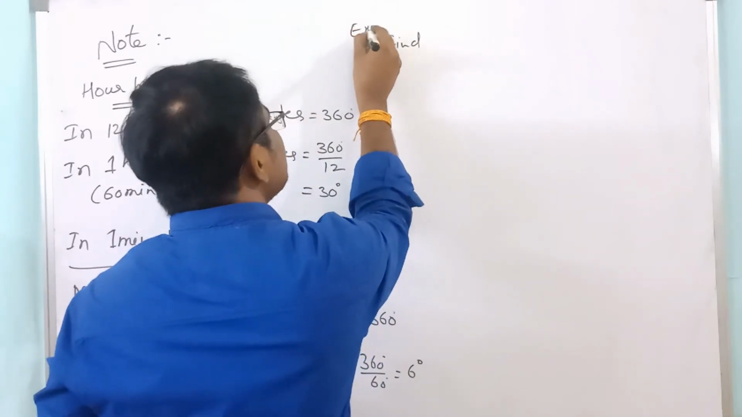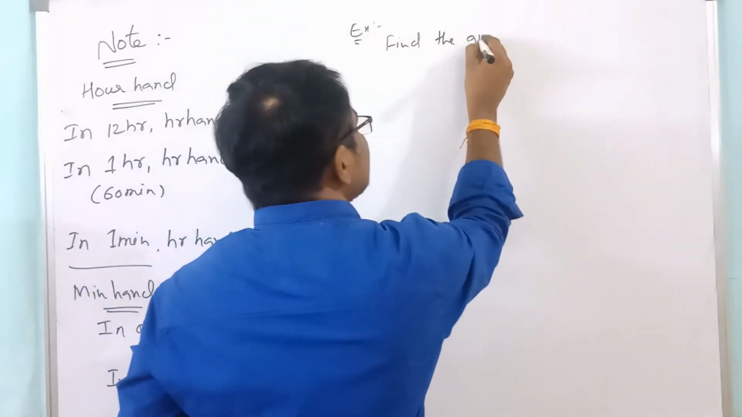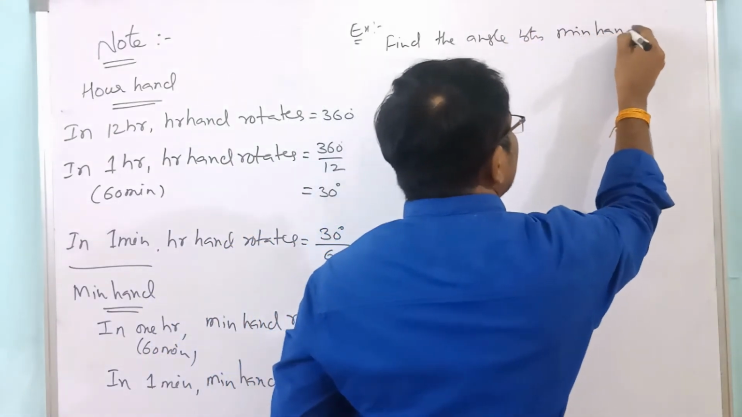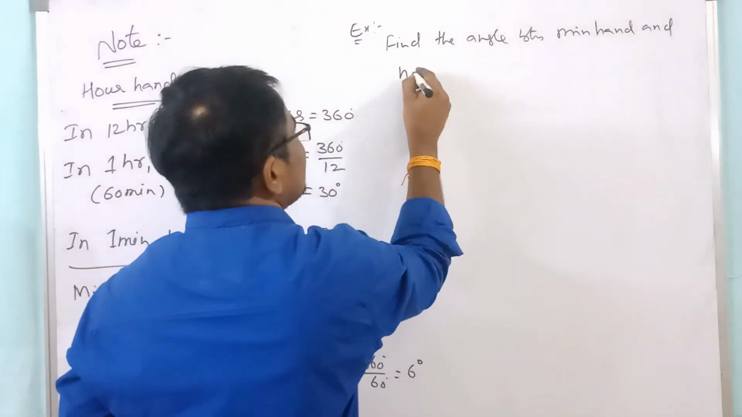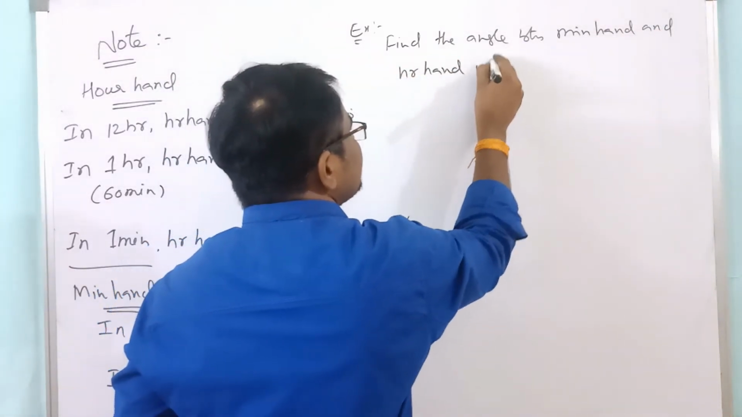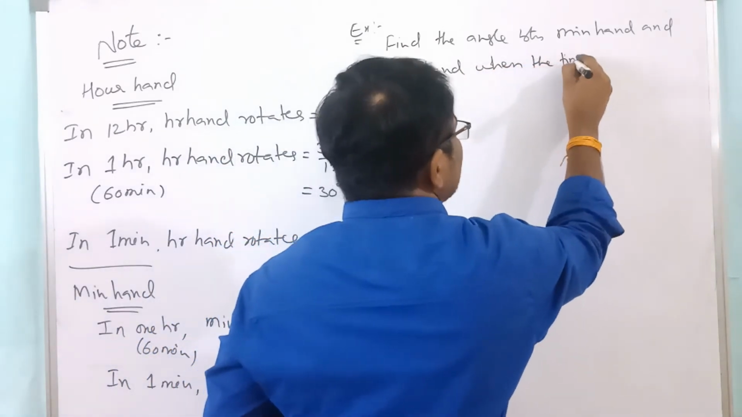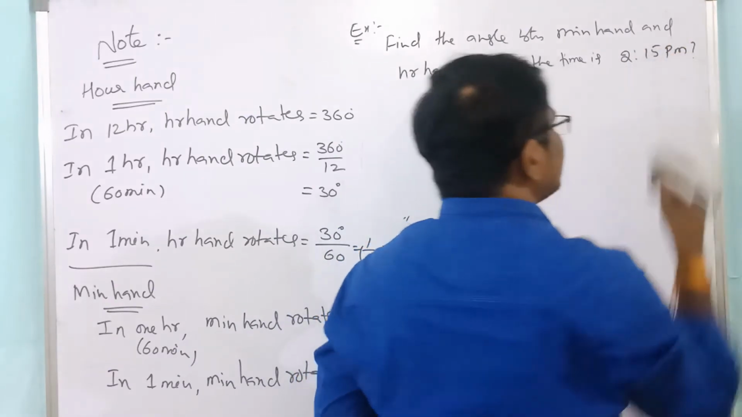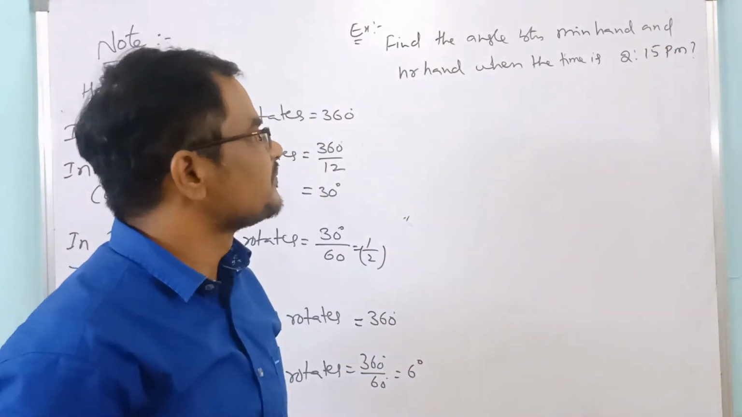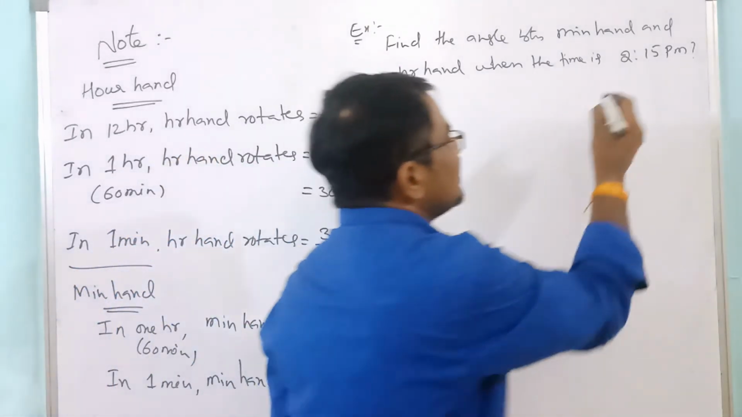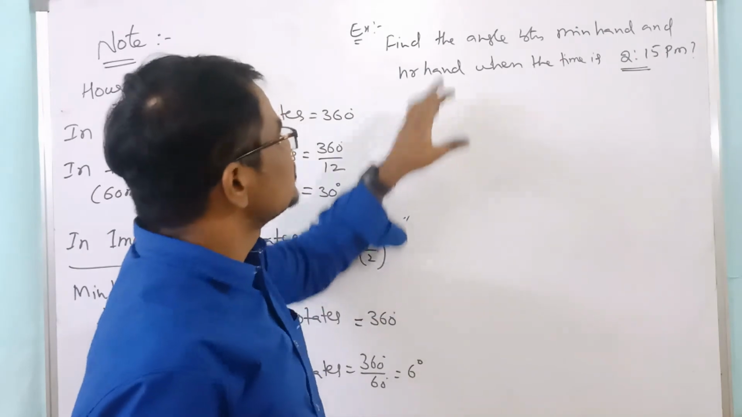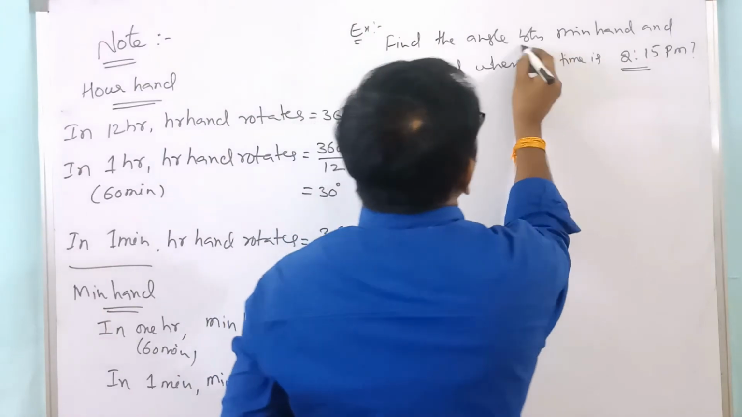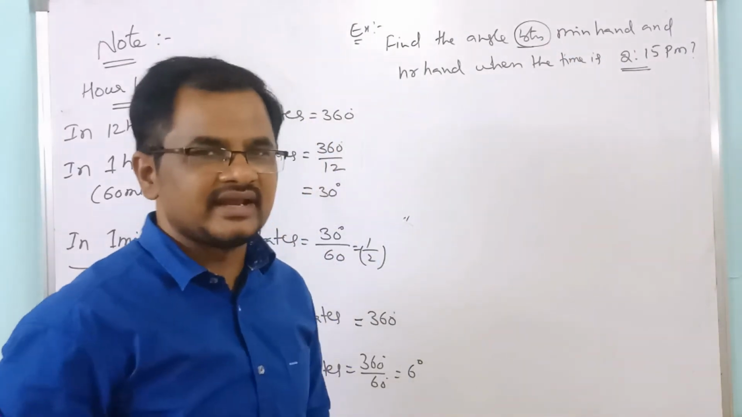If you take examples on this one: find the angle between the minute hand and hour hand when the time is 2:15 p.m. or a.m., same answer you will get. Means once you observe at the time of 2:15, find the angle between, carefully observe, the minute hand and hour hand.